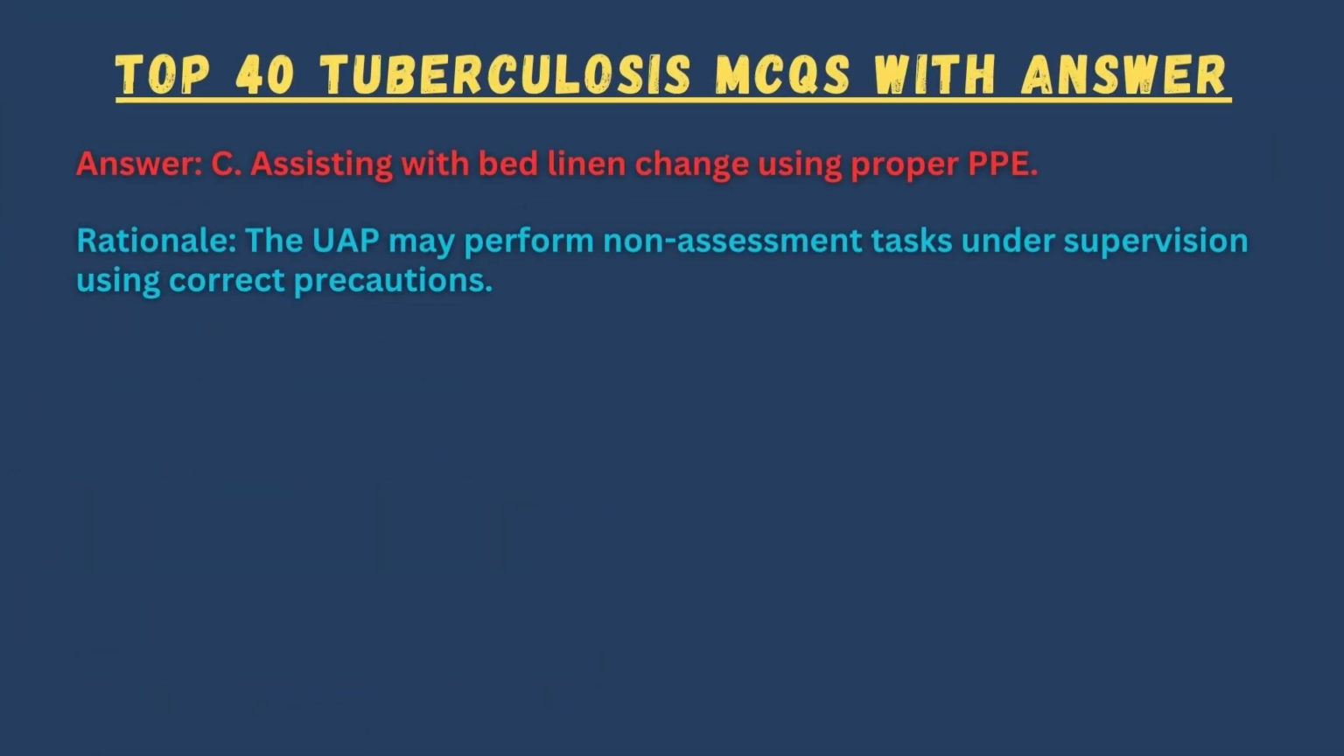Answer: C. Assisting with bed linen change using proper PPE. Rationale: the UAP may perform non-assessment tasks under supervision using correct precautions.